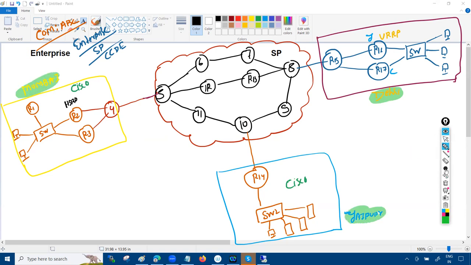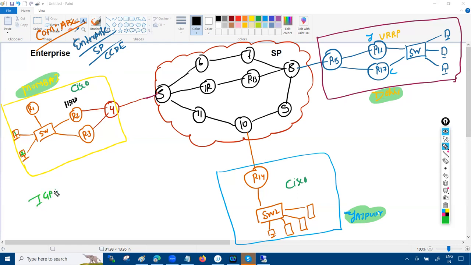If you see right now, the PC1 wants to communicate with the PC2, they can easily communicate through the local switching mechanism because they are part of the same broadcast domain. If they are part of a different broadcast domain, the packet has to go through the router. That's called inter-VLAN routing. So within this Mumbai location, if router 1, router 2, router 3 and router 4 want to exchange routes, they can go with any IGP routing protocol.